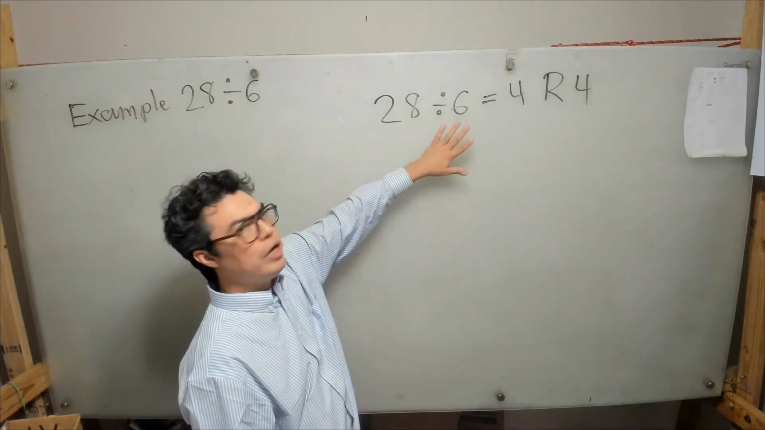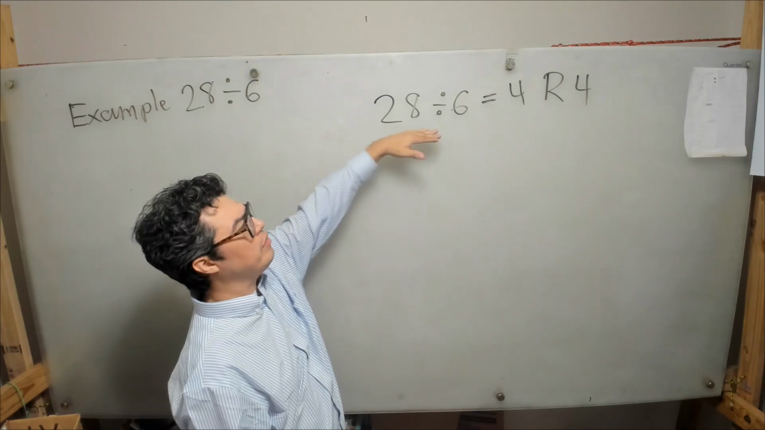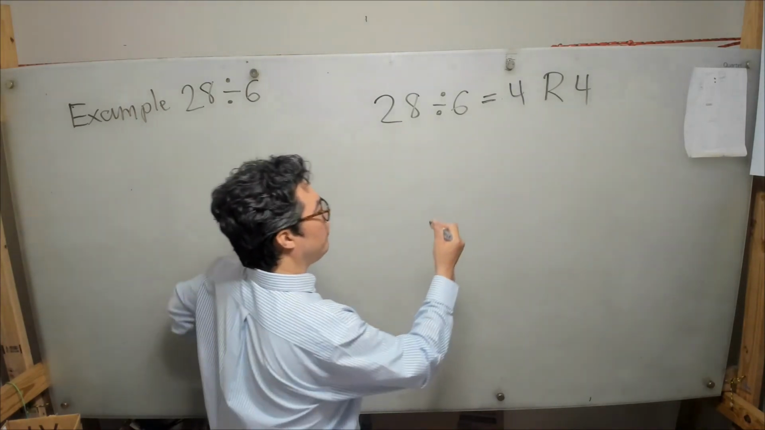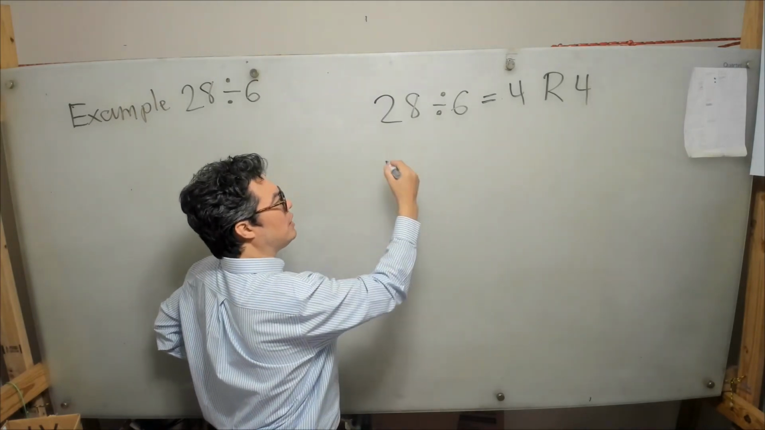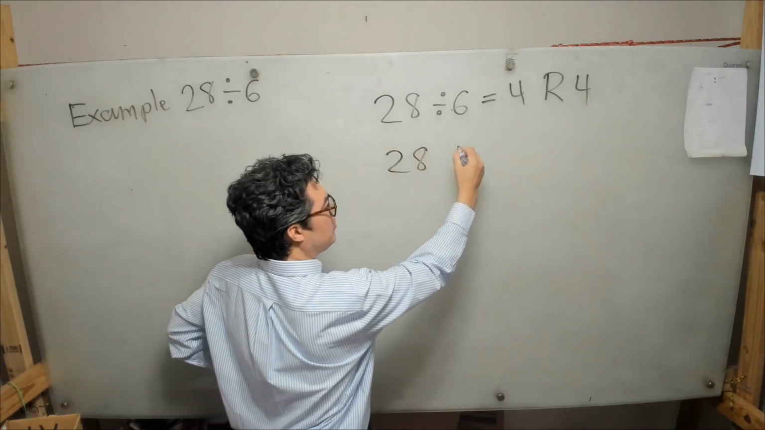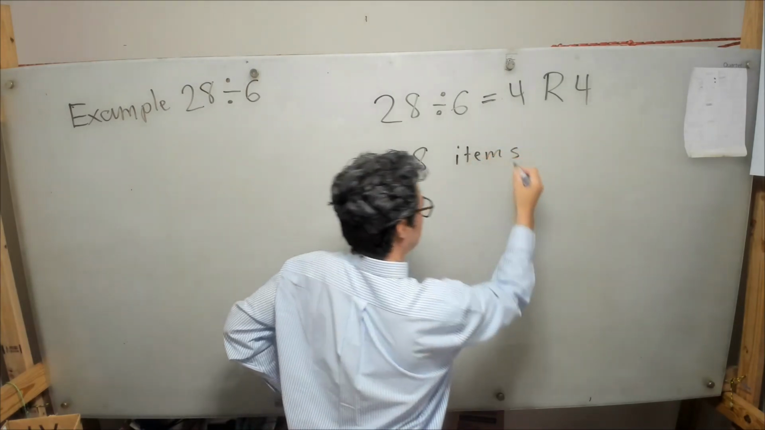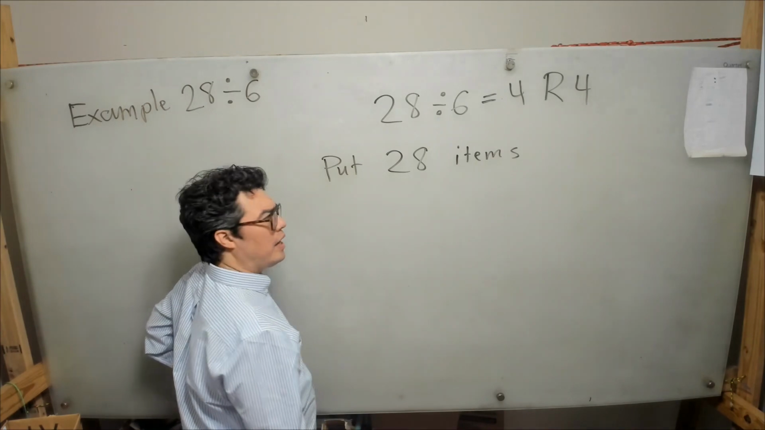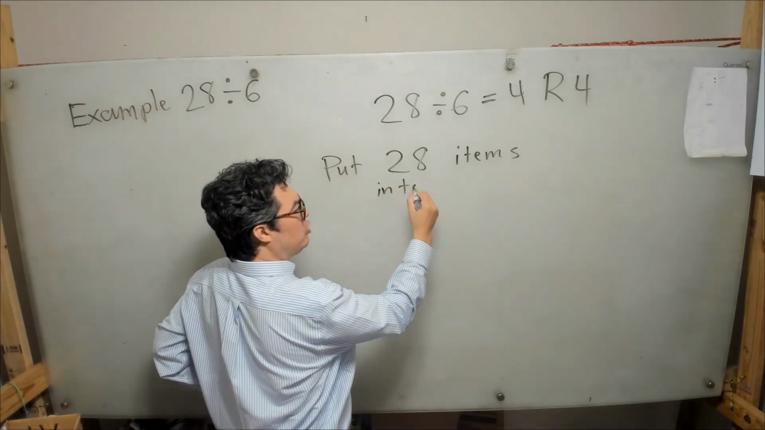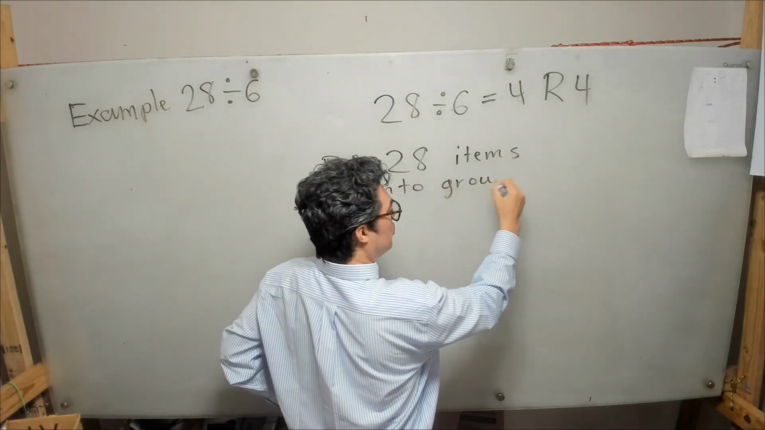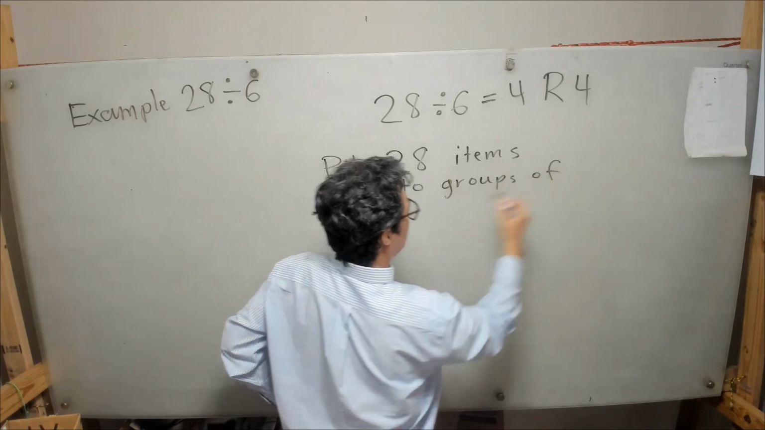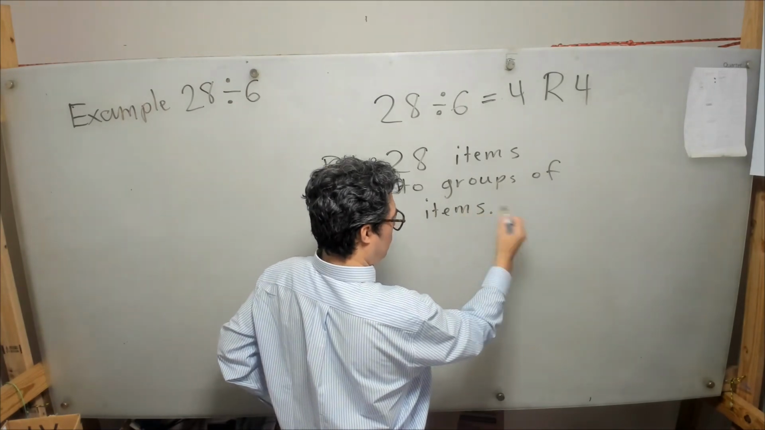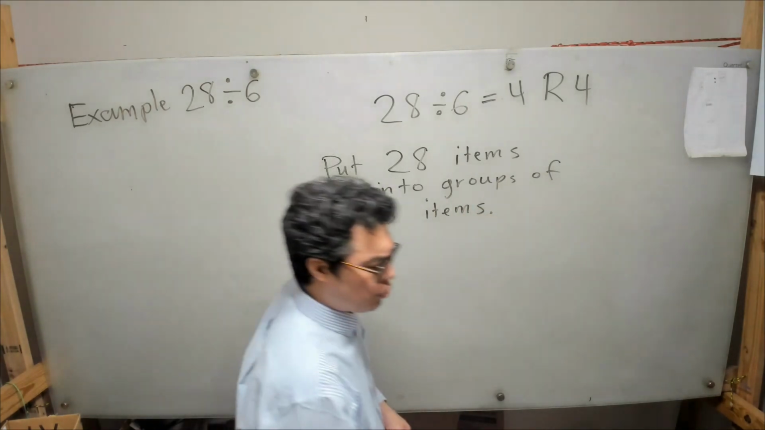So for example, as we saw, we know that 28 divided by 6 is 4, remainder 4. What does that mean? So for example, what this means is that if we want to take 28 items, okay, we want to put 28 items into groups of 6 items, right? This is like what we might want to do.